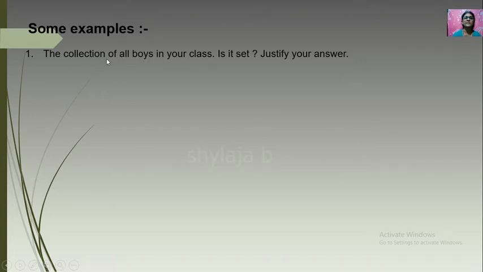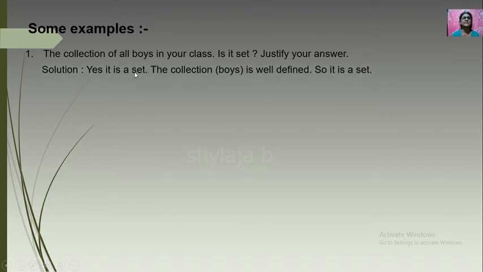This is well defined. All boys in your class. You must write the names of the classmates. So it is a set. Yes, it is a set. The collection of boys is well defined. So it is a set.